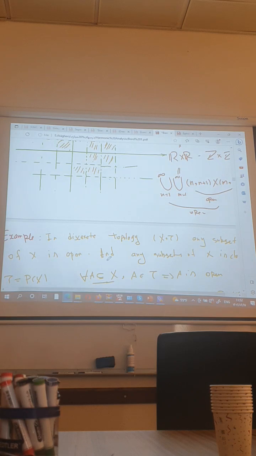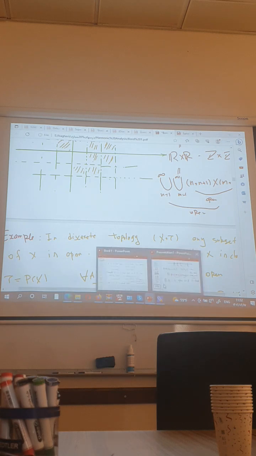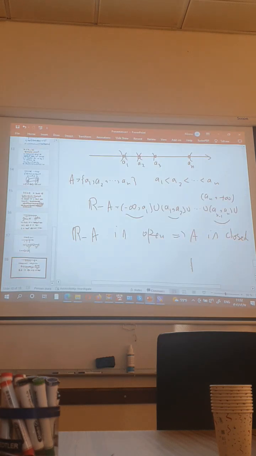Example, in discrete topology, what is discrete topology? Please note that discrete topology is P of X, the power set of X. Any topology belongs between two: the discrete topology and the indiscrete topology.